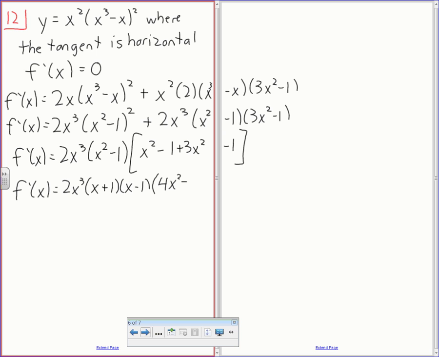4x squared minus 2. I could probably neaten that up somehow. Oh, okay. So 0 equals 4x cubed, x plus 1, x minus 1, and 2x squared.